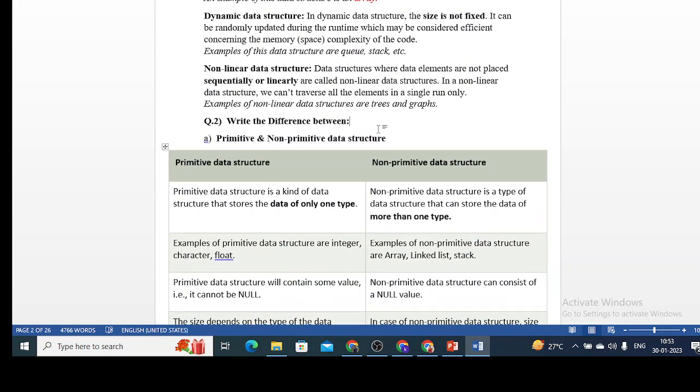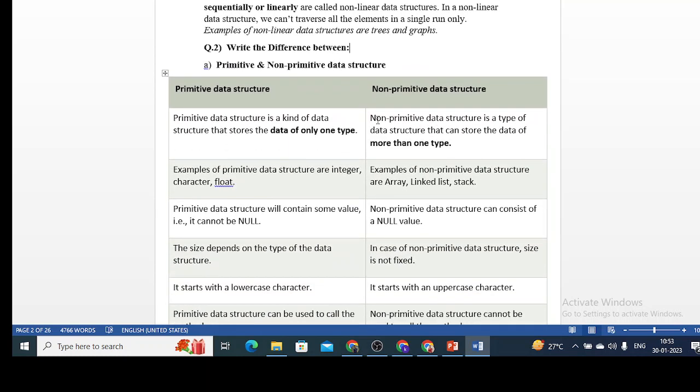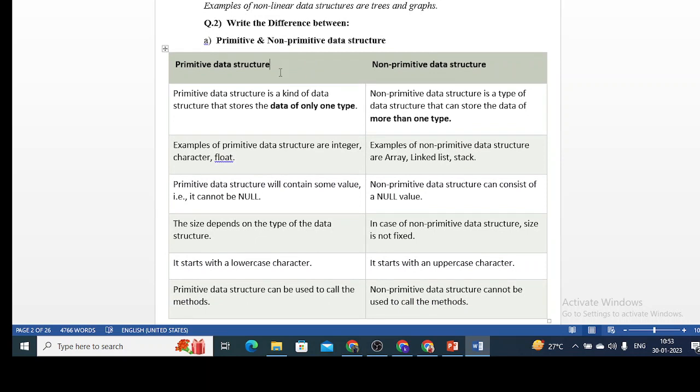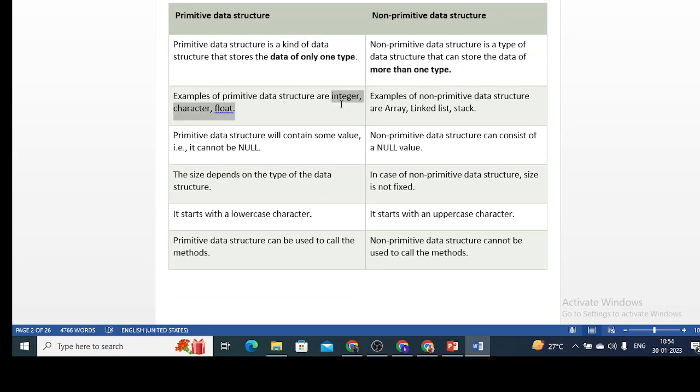Now moving to the next question, that is, write the difference between primitive and non-primitive data structure. Now what is the meaning of primitive? We have seen that it is going to store only one value, whereas non-primitive stores multiple data items. Primitive data structure is a kind of data structure that stores data of only one type, whereas non-primitive data structure is a type of data structure that can store data of more than one type. For example, here we have integer, character and float, and here we have array, linked list and stack.